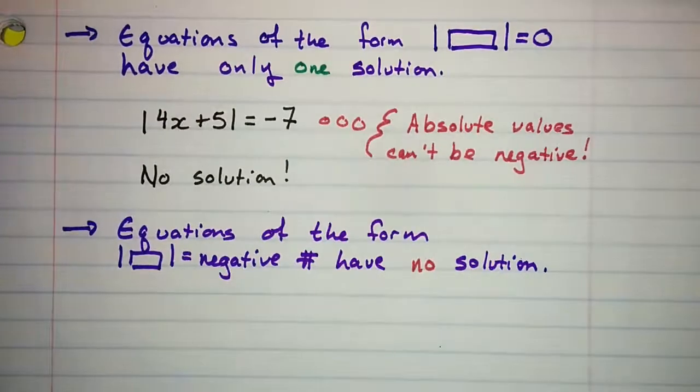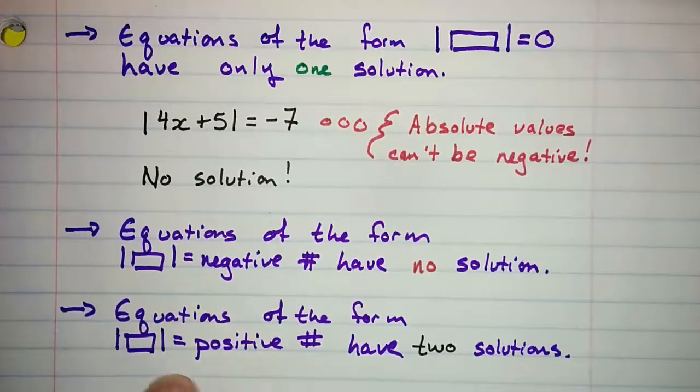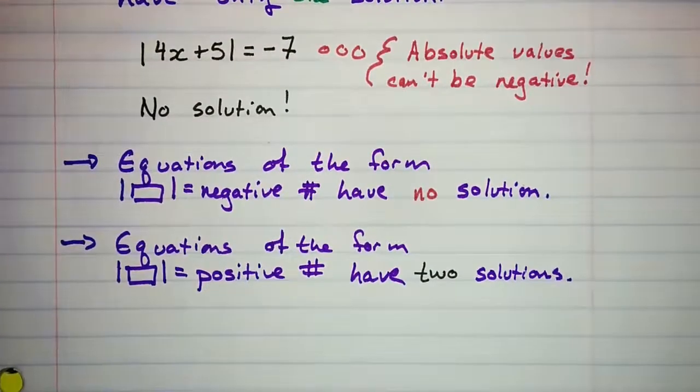So what did we mean by typically then? Absolute value equations of the form the absolute value of some expression equals a positive number will have two solutions. Now, why do I say that's typical? Because in most applications, when we write down an absolute value equation, we will write down an equation of this kind.